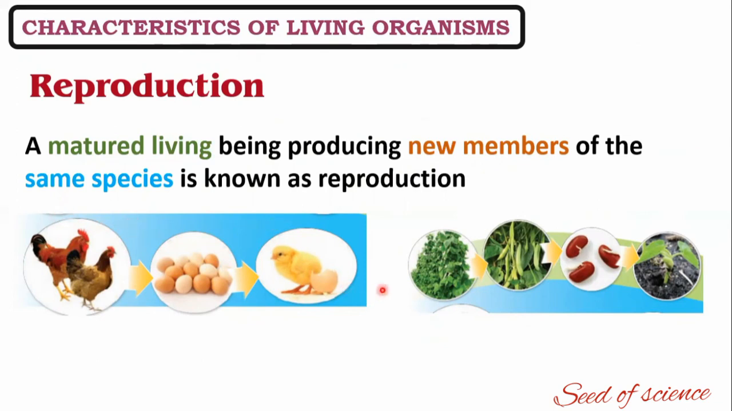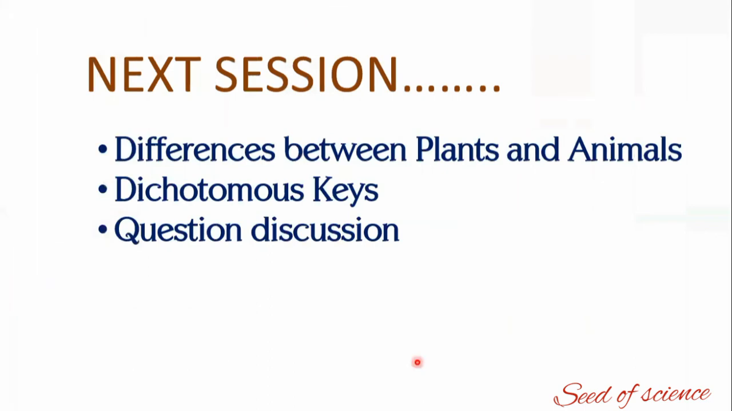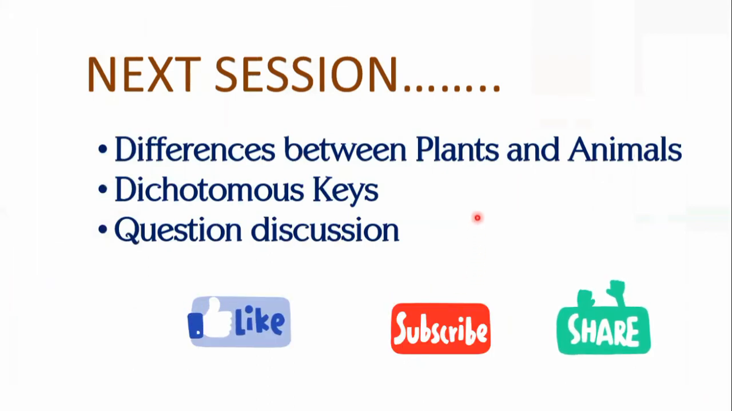So I hope that you all understood up to now. Okay? In the next session, we'll discuss the difference between plants and animals, dichotomous key, and questions, and also we'll discuss some questions in this unit 1.